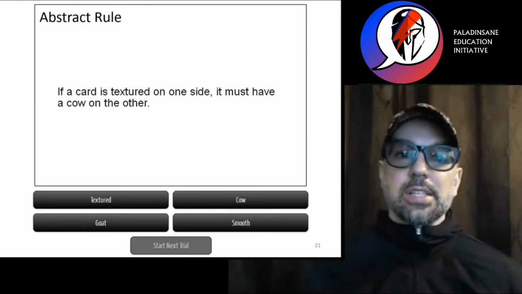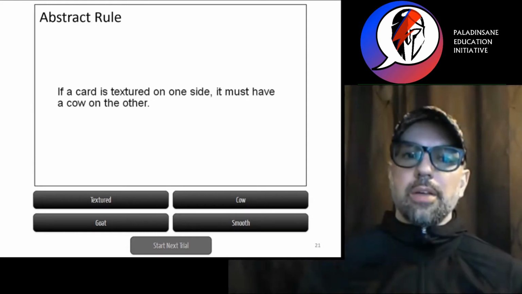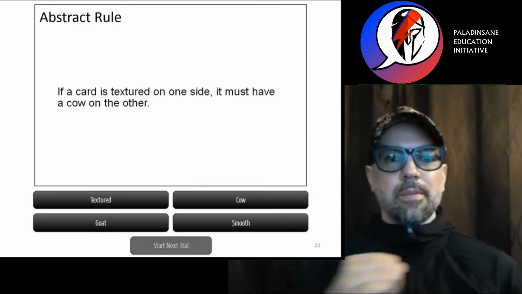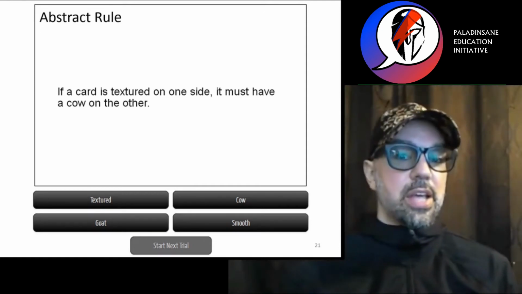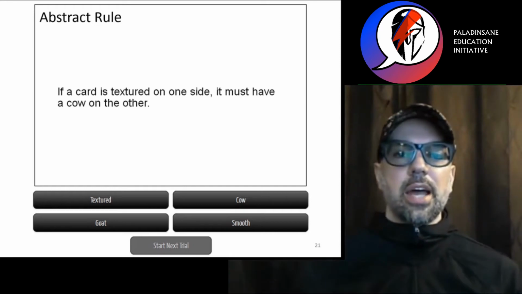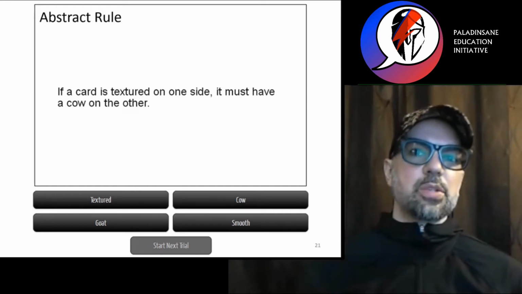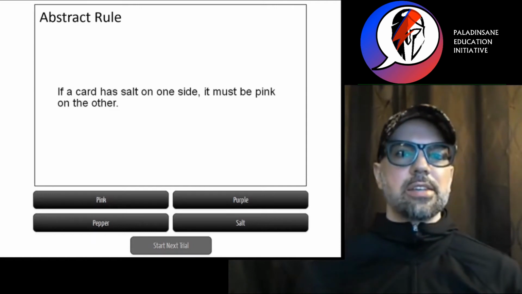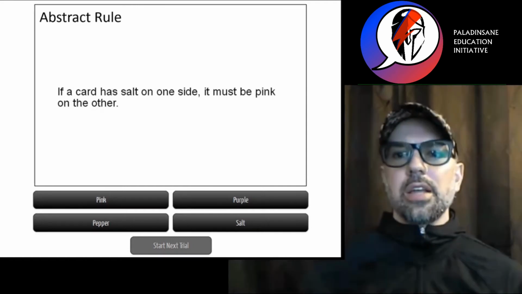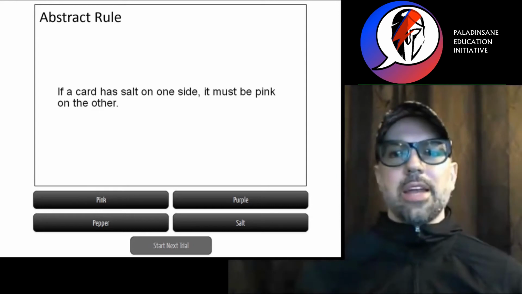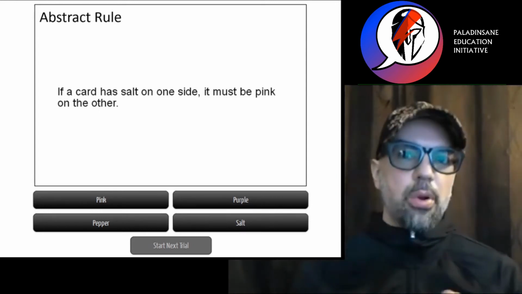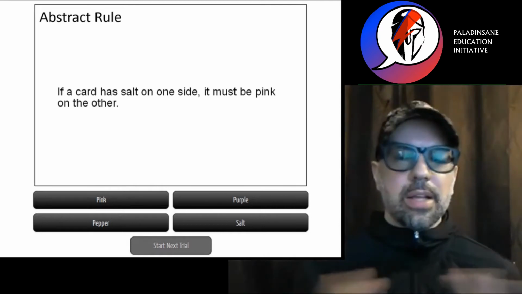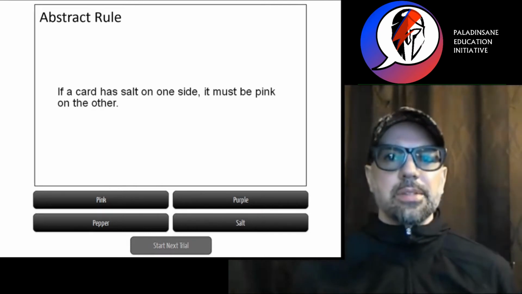And now you have to decide, which cards do I flip over? Do I flip over the textured card, the cow card, the goat card to see what's on the other side, or the smooth card to see what's on the other side? But importantly for our purposes now, this was an abstract rule. Another example of an abstract rule: if a card has salt on one side, it must be pink on the other. You've probably, again, never encountered a situation where it was important to determine if pink and salt were going together, right? That's not something that typically happens.